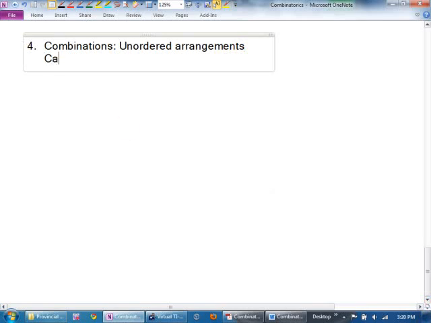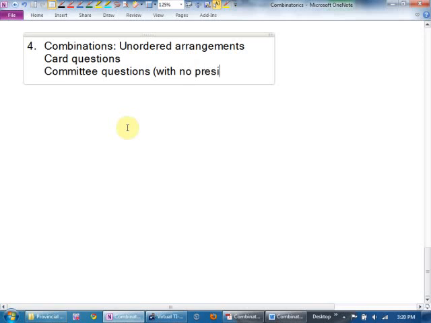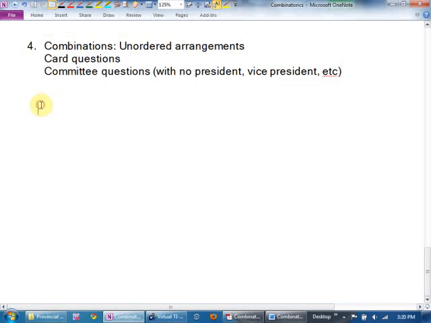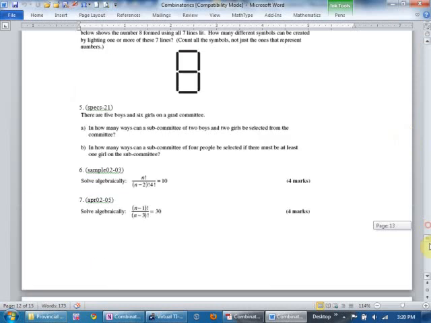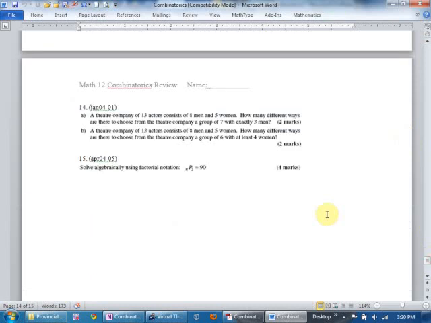Card questions are a great example. Committee questions with no president, vice president, etc. are a great example. So let's try a few. From your review, let's jump to the written section. Right near the end. How about number 14?